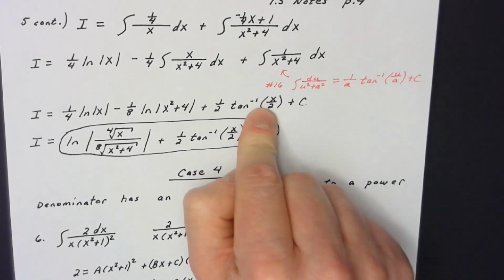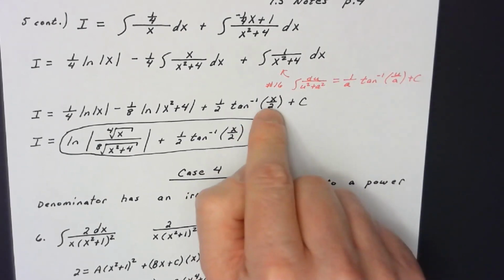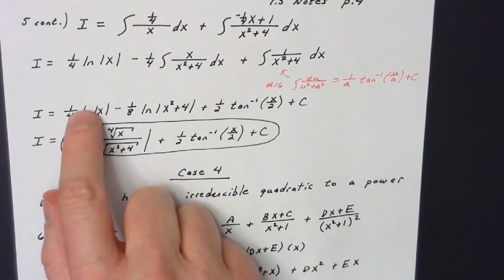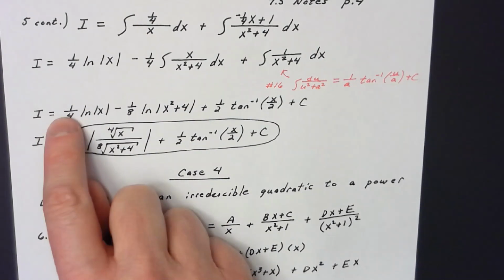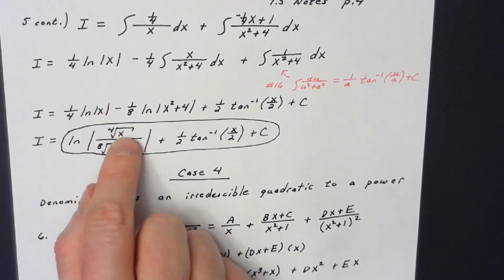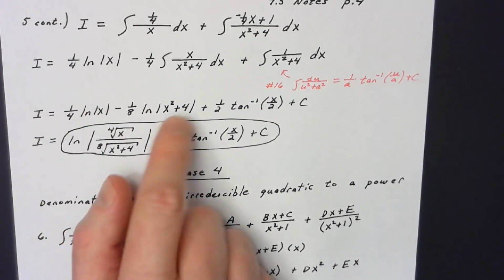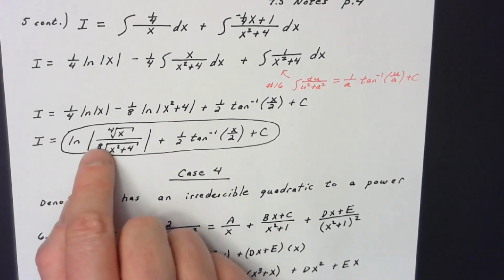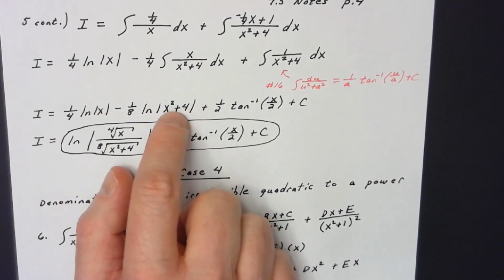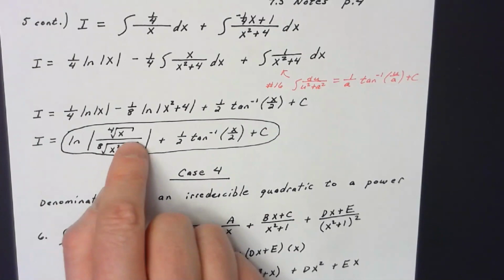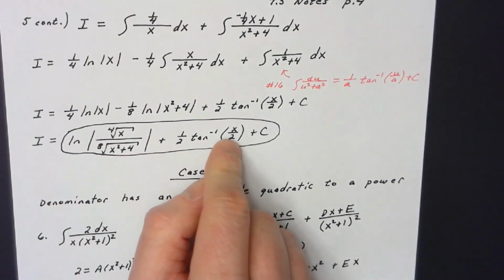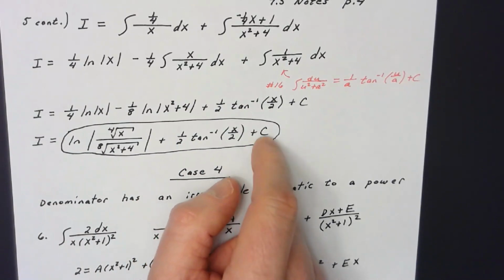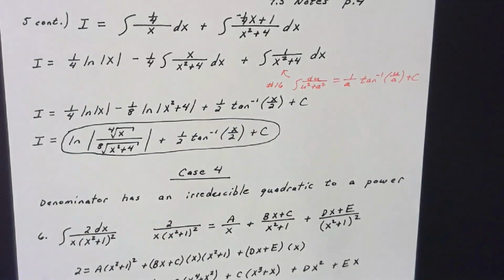That's where that comes from. And then once you get to that point, all you needed to do is combine your two logarithms. This is going to be the natural log of x to the 1/4, or the 4th root of x, and then in my denominator, I'll have the 8th root of the group x squared plus 4, all inside the natural log, plus my 1/2 inverse tangent of x over 2, plus that gorgeous constant of integration.